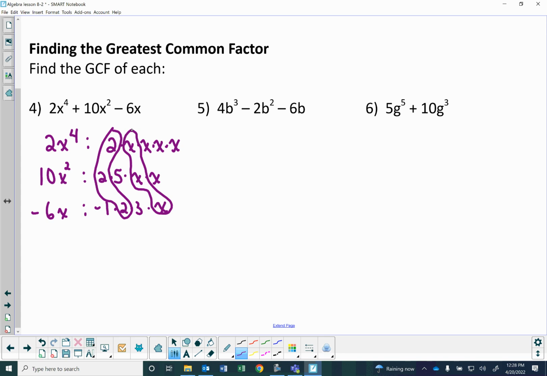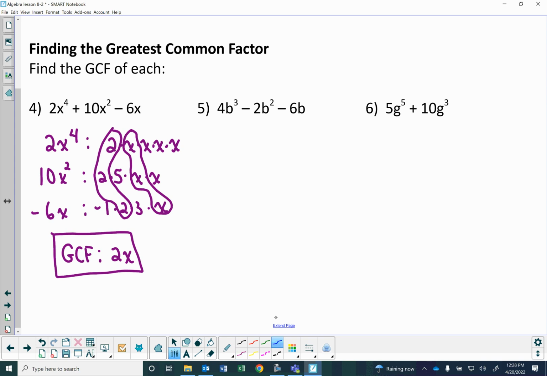There's nothing else that all three of them have in common, because if you're going to look for the greatest common factor, it has to be common to all three terms. If it was a four-term polynomial, it would have to be common to all four terms. So here we have it all common to all three terms. The GCF then is going to equal 2x.